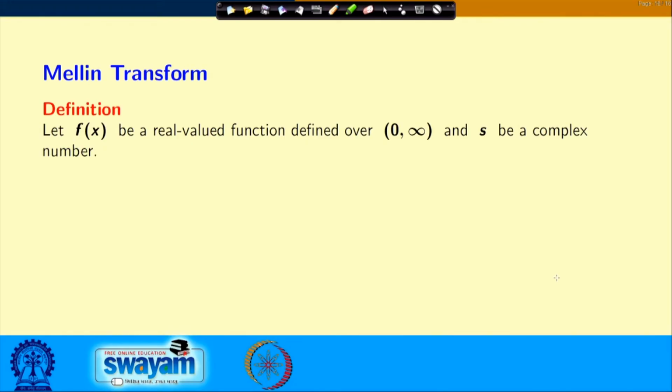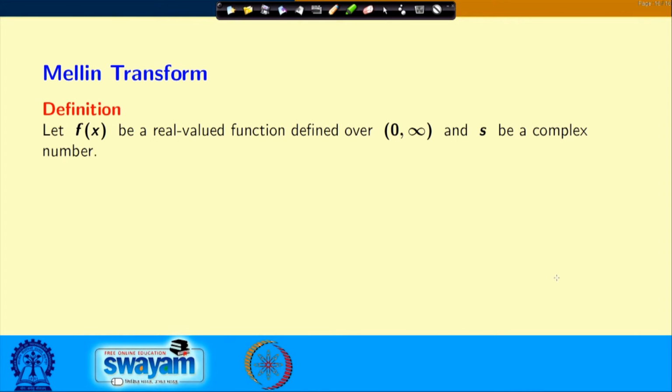The first one is the Mellin transform. This particular transform is also used in various applications in real life problems of physics, electrical and electronics. So, just see what these transforms are and how they are being used. In the Mellin transform, what happens? First let us go to the definition of the Mellin transform.